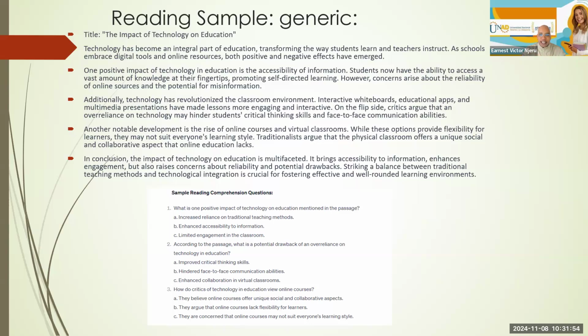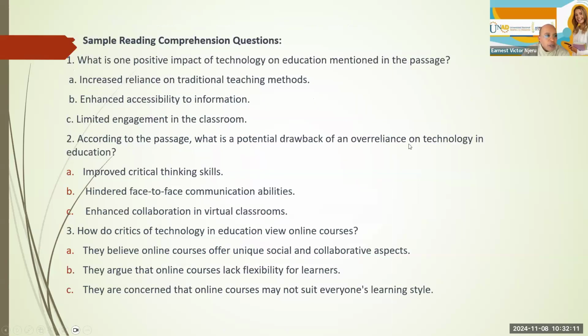So please, in the chat, tell us which is the answer, A, B, or C. Please, somebody tell us that. Write the correct answers there. Let's see what the correct answer is. Number one: what is one positive impact of technology? Increased reliance on traditional teaching methods, enhanced accessibility to information, or eliminated engagement in the classroom. Which is the correct answer? Let's see from the chat.